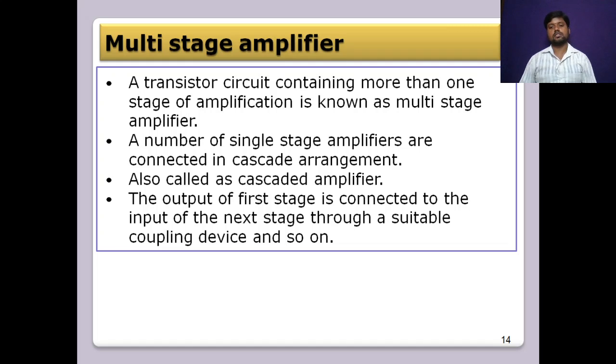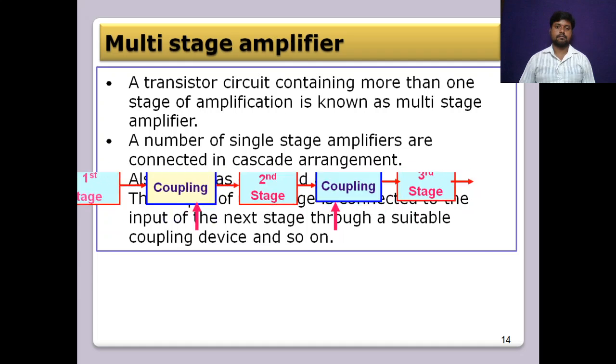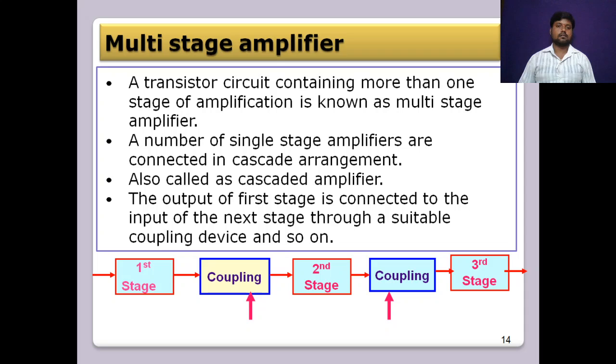The output of the first stage is connected to the input of the next stage through a suitable coupling device, and so on. That is, the connection of one stage to the next stage is based on coupling. As we discussed, it is RC coupled, transformer coupled, and direct coupled. This kind of arrangement is called a cascade. Here is the multi-stage amplifier block diagram: first stage, a coupling device, second stage, a coupling device, third stage, and so on.